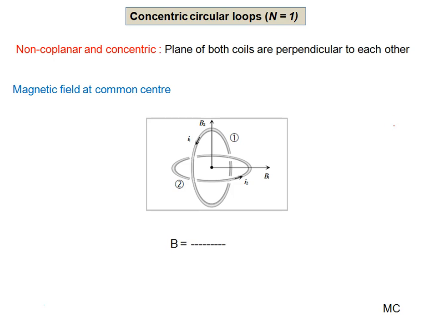Okay, then it is non-coplanar. But the situation here is that the planes of both the coils are perpendicular to each other, and we have to calculate the magnetic field at the common center. What will you say? I think it is written here, we have shown here the magnetic field due to this first coil along the axis, and the magnetic field due to the second coil at the center. For direction, you can use the right hand rule.